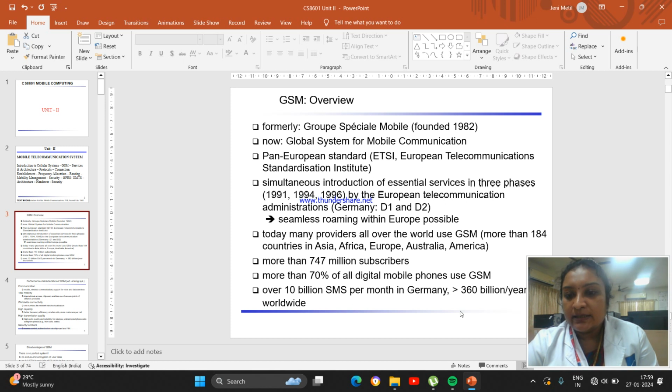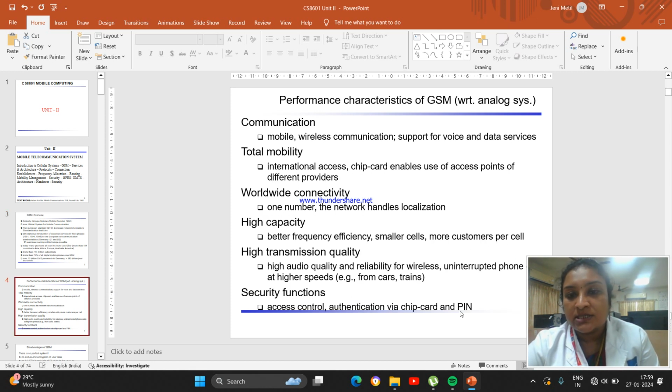GSM has been used in more than 184 countries in Asia, Africa, Europe, Australia, and America. More than 747 million subscribers are available, with over 10 billion SMS per month in Germany, and around 360 billion per year worldwide. So what are the performance characteristics of GSM? It has higher communication, total mobility, worldwide connectivity, high capacity, high transmission quality, and security functions.